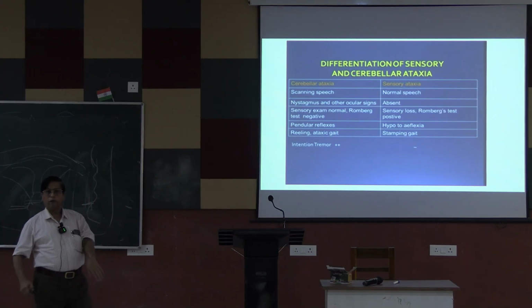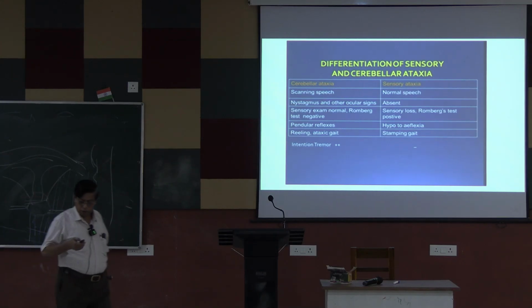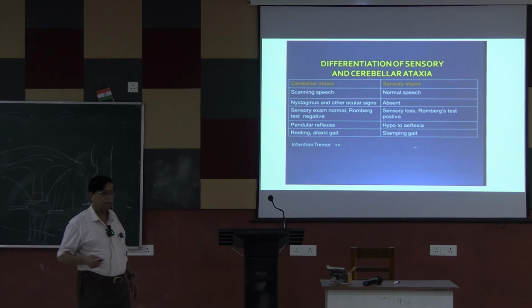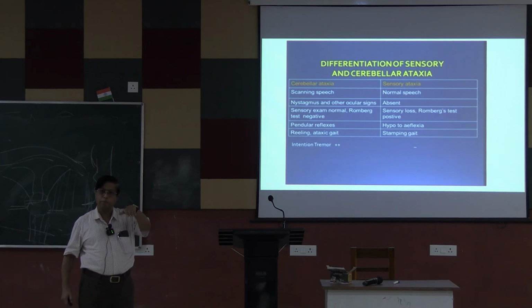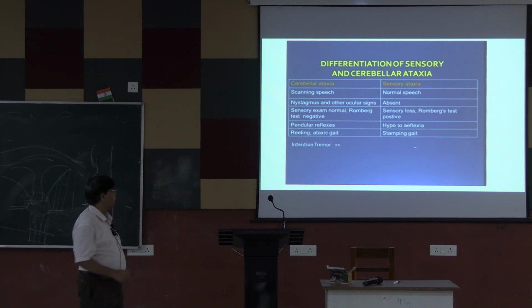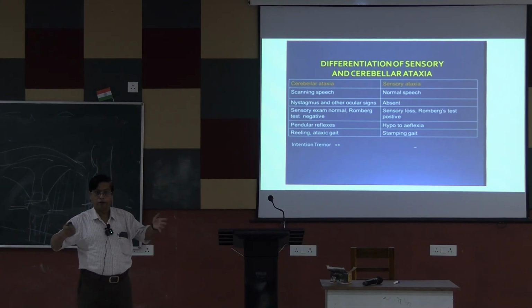So there is a stomping. This stomping is important to know that it is sensory ataxia. So peripheral neuropathy we call it as a high stepping gait. In sensory ataxia, we get a stomping gait, high stepping. This is also high stepping, but there is a stomping. But in case of cerebellar ataxia, there is a reeling or ataxic gait. We call it a waddling gait.